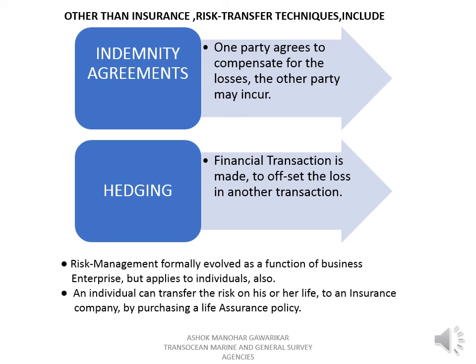An individual can transfer the risk on his or her life to the insurance company by purchasing a life assurance policy. So these are the ways. This is very, very important. For example, when certain cars are defective, there is every possibility that the car owners will sue the company. They will withdraw the car. They will try to minimize the losses, because there is a warranty provided. So there are various methods.